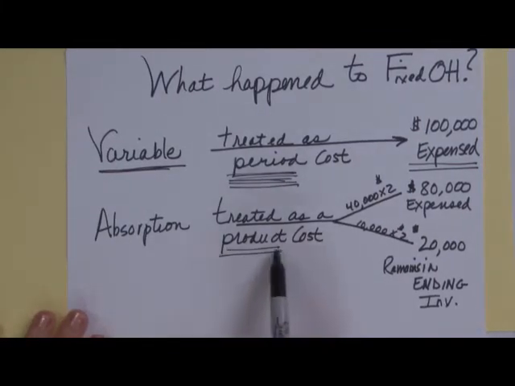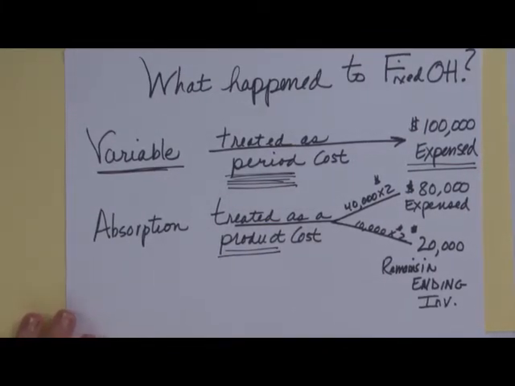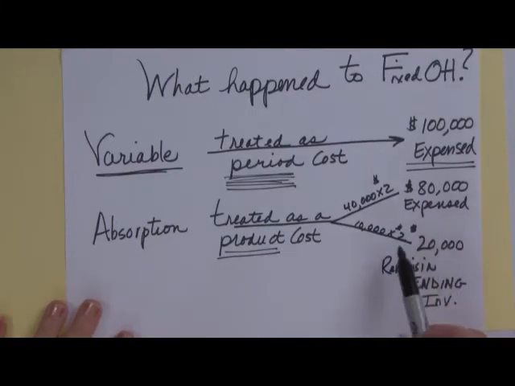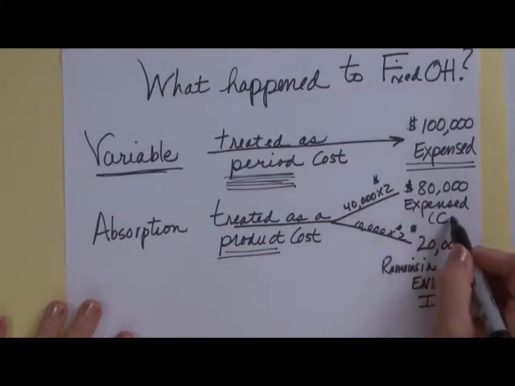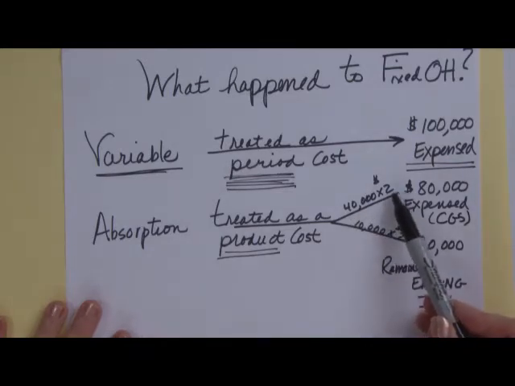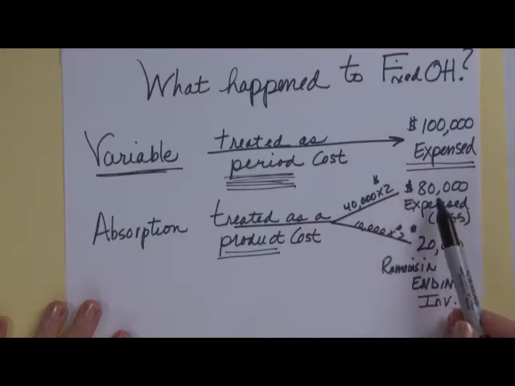What happened in absorption costing? Well, it's treated as a product cost. And what happened to those 50,000 units that we made? Each of them had $2 attached for fixed overhead. Well, we only expensed 80,000, and this was done through our cost of goods sold, because 40,000 units were sold and there was $2 of fixed overhead in each. So 80,000 went to the income statement through the cost of goods sold.